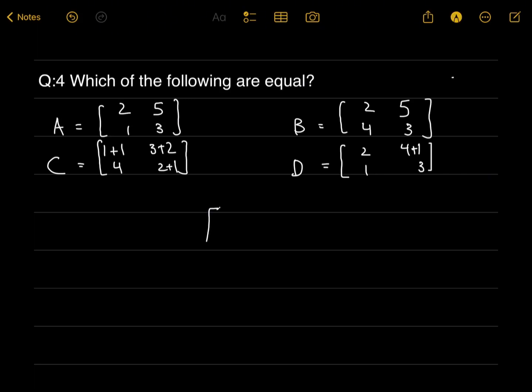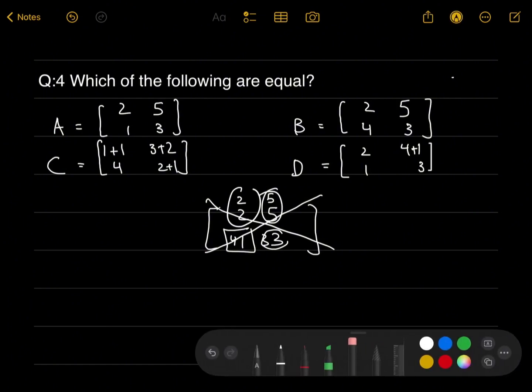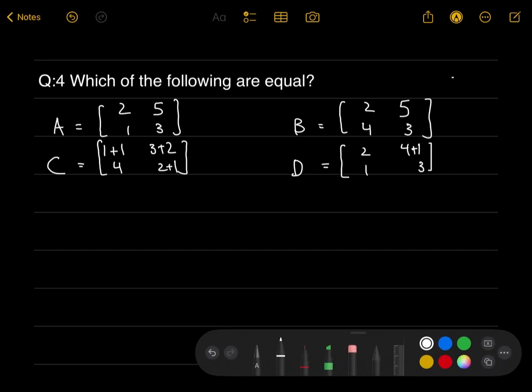For example, take matrix A, 2 5 1 3, and we want to find if it's equal to matrix B. So you put the matrix on this matrix. The first element of B is 2, the second is 5, then here it's 4, and this is 3. So these are equal, these are equal, these are equal, but this is not equal. So matrix A is not equal to matrix B. I think you must have got the idea. Let's start the exercise.